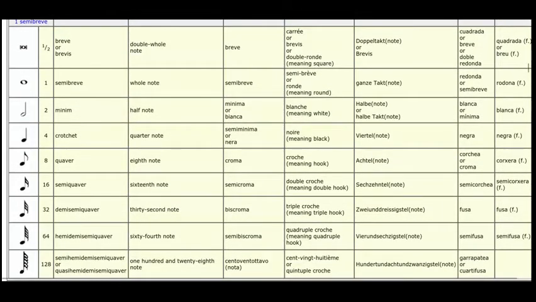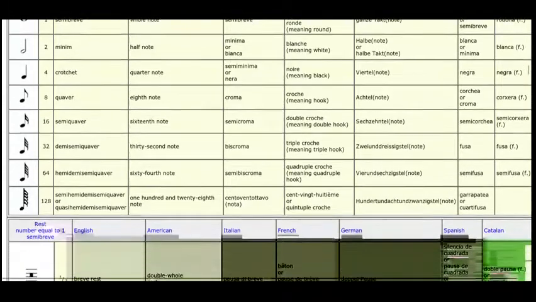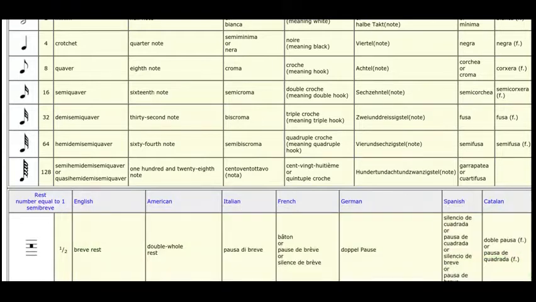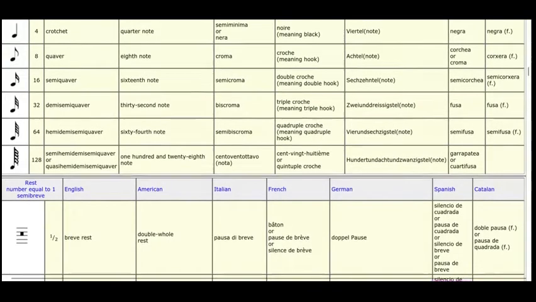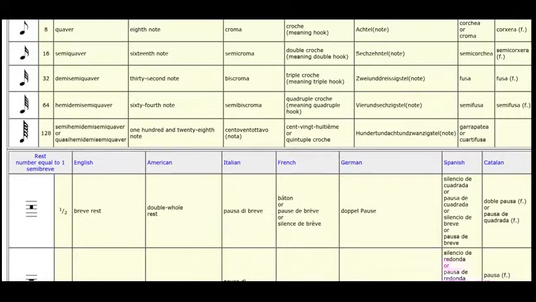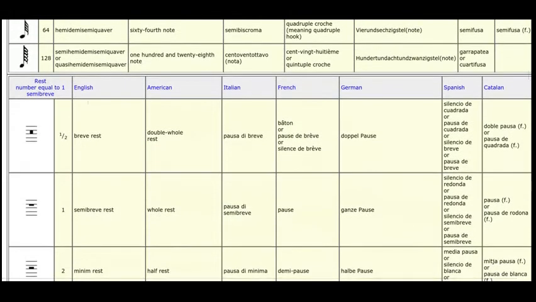Half note, the British called it a minim. Quarter note, the British called it a crotchet. Eighth note, the British call it a quaver. 16th notes, they call it a semi-quaver. 32nd note, a demi-semi-quaver. This seems really complicated, but there are people who do use this. I have heard, listening to some of the Brits, that they reference quavers and semi-quavers and demi-semi-quavers and hemi-demi-semi-quavers. But those aren't terms that we use.